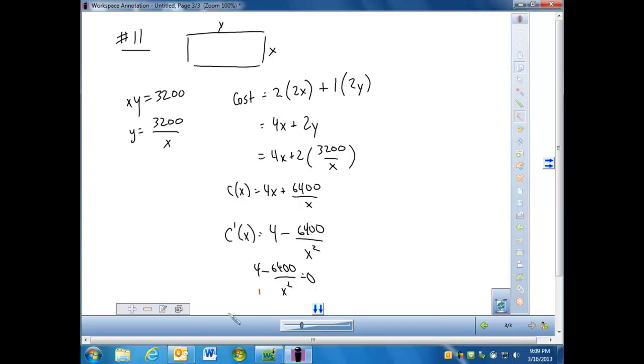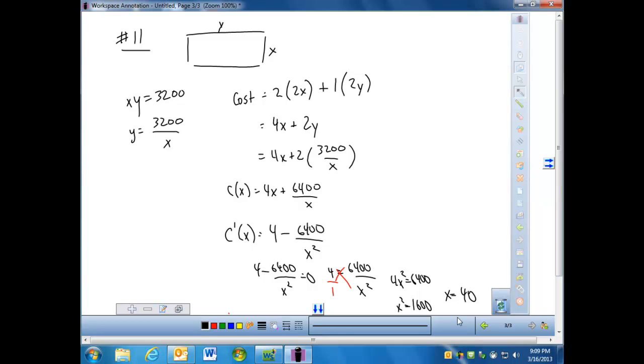When I do that, I'm going to get 4x squared equals 6400. Solving that for x squared, I divide by 4, take the square root. Yeah, there are two answers here, but the negative answer doesn't really make a lot of sense. I mean, if you want to think about it as a positive or negative 40, you certainly can. But if we get a negative 40 for an answer, that's not going to make much sense as a length of a rectangle.